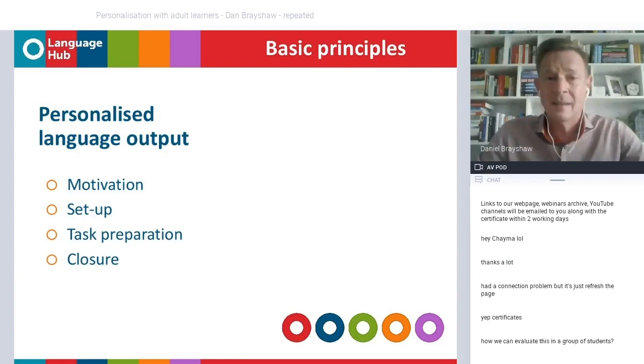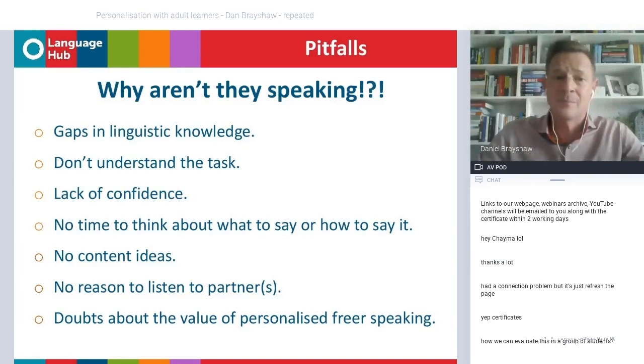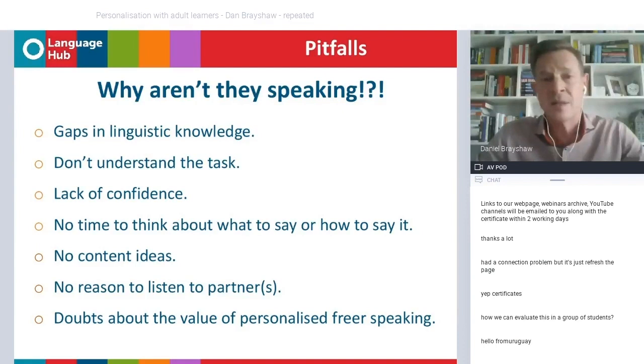about a minute. I'm very interested in what's going on in the students' heads when things don't work out. When students are not speaking as we hoped they would, why is that happening? And I gave this some thought and came up with a list of possible reasons, some pitfalls. Now, the first of these is that there may be gaps in the students' linguistic knowledge. I want to run through this list and then we'll come back to each of them individually.